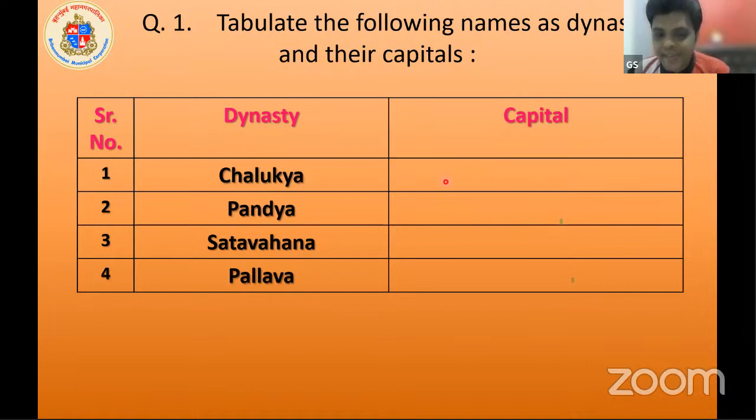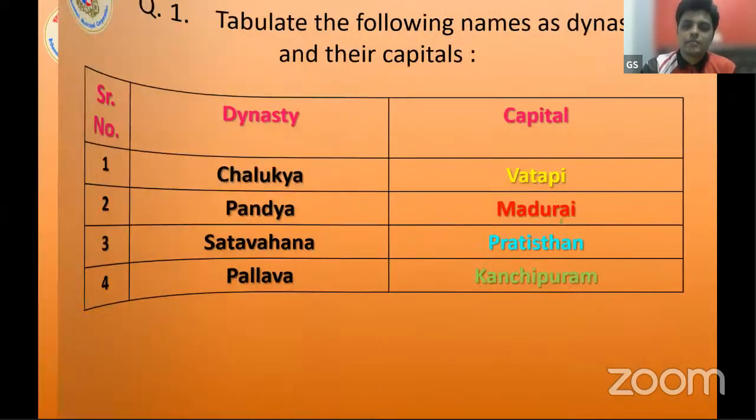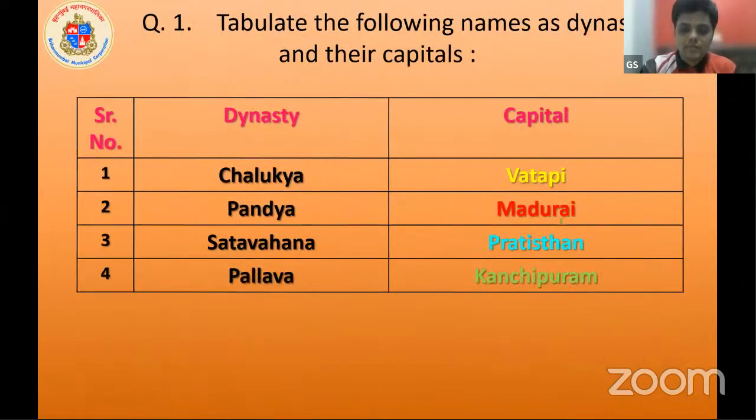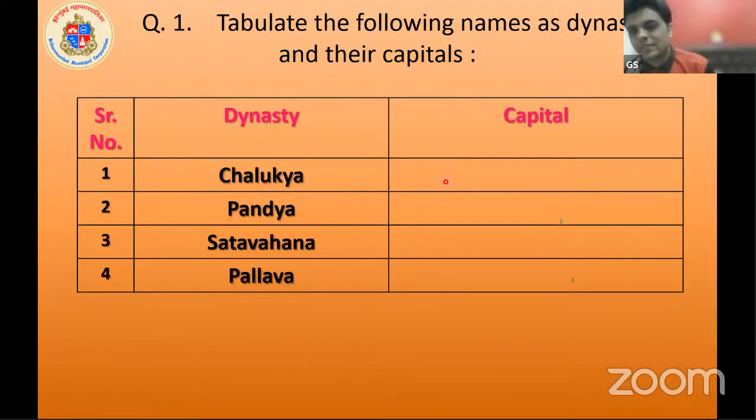Chalukya, then Pandya, then Satvahana, then Pallava. Okay. Some students want to give the answer, so I will not disappoint them. I will ask them to give the answer. Pintu Tiwari, what is the capital of Chalukya dynasty?